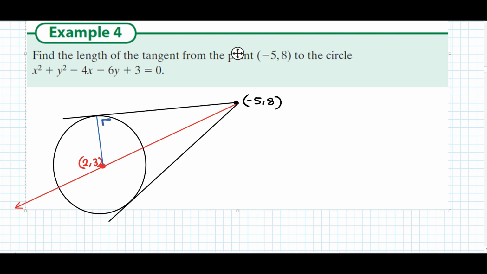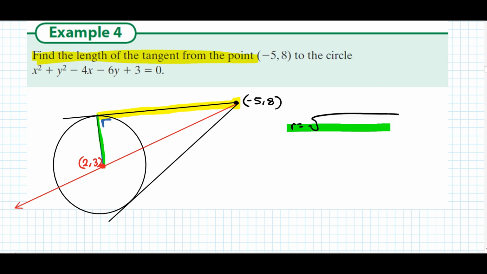I know the radius forms a 90-degree angle. And what do I want to find? Find the length of the tangent from the point to the circle. That's what I'm looking for. That length is what I'm looking for. What about this length here, the radius? Could you find the radius?